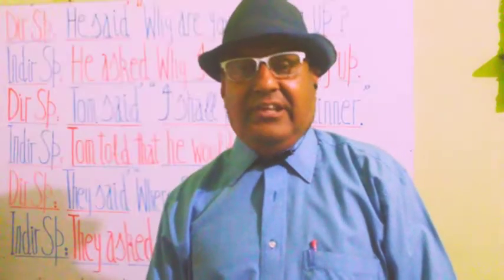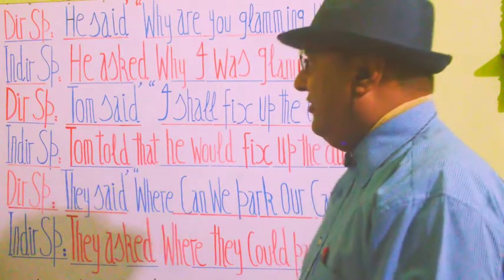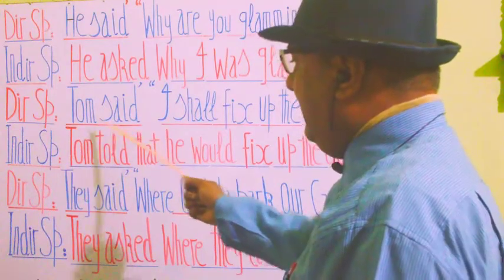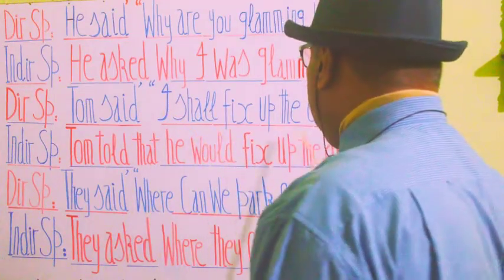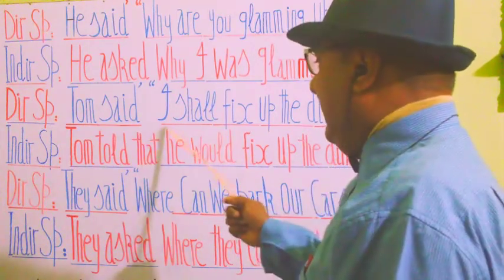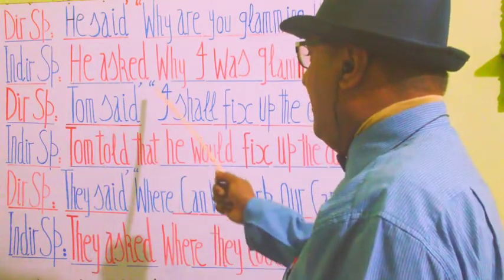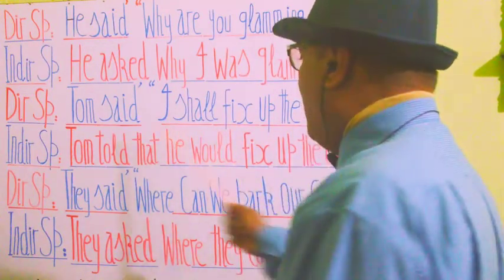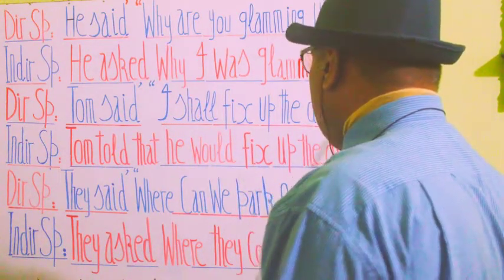Let's see the next phrase in direct speech, and later we'll see how it changes into indirect. Here the direct speech first part is, Tom said, comma, inverted comma start, "I shall fix up the dinner." Commas close, full stop. This is an affirmative statement, this is a positive phrase.